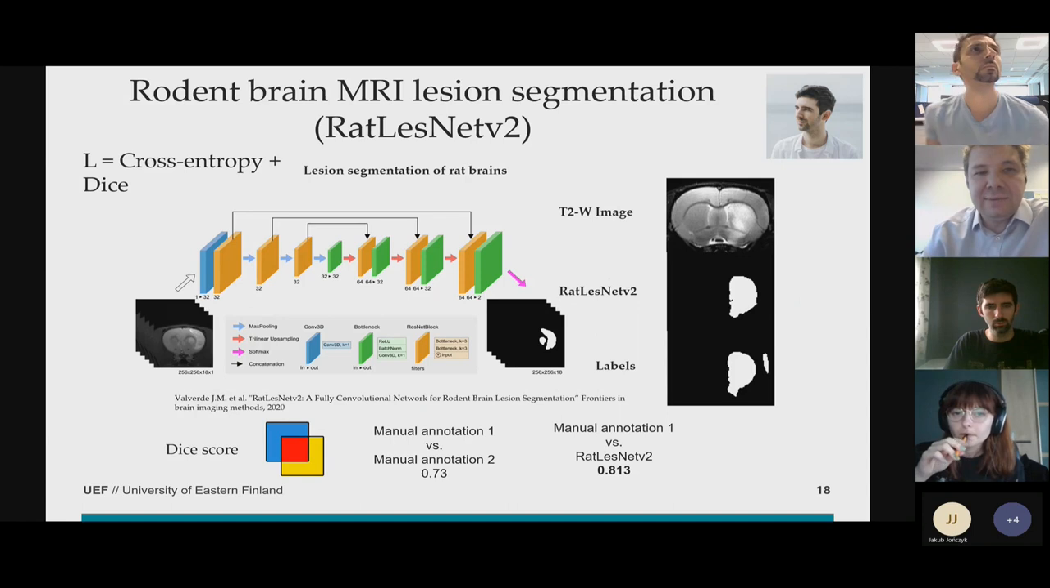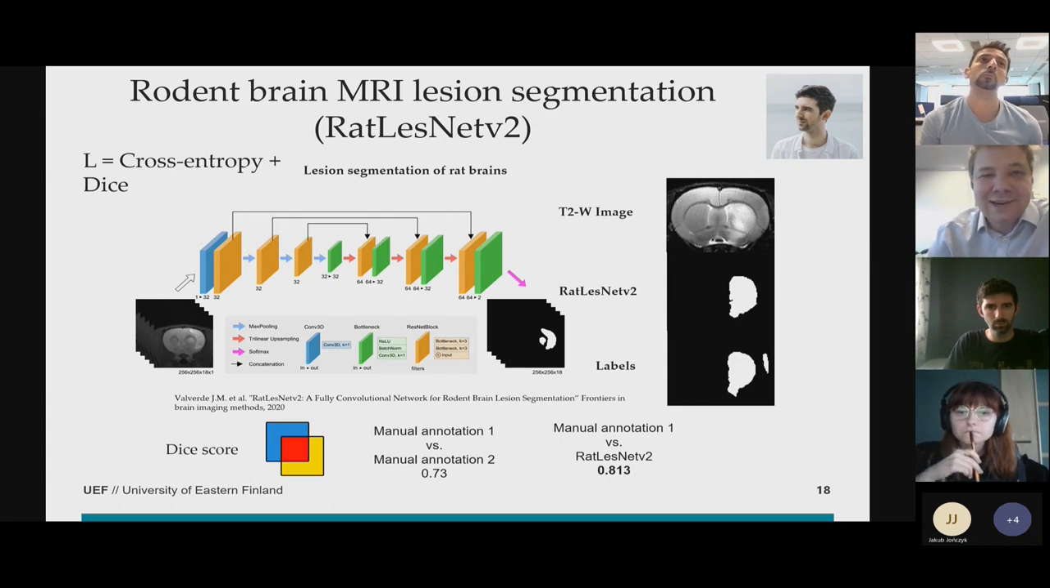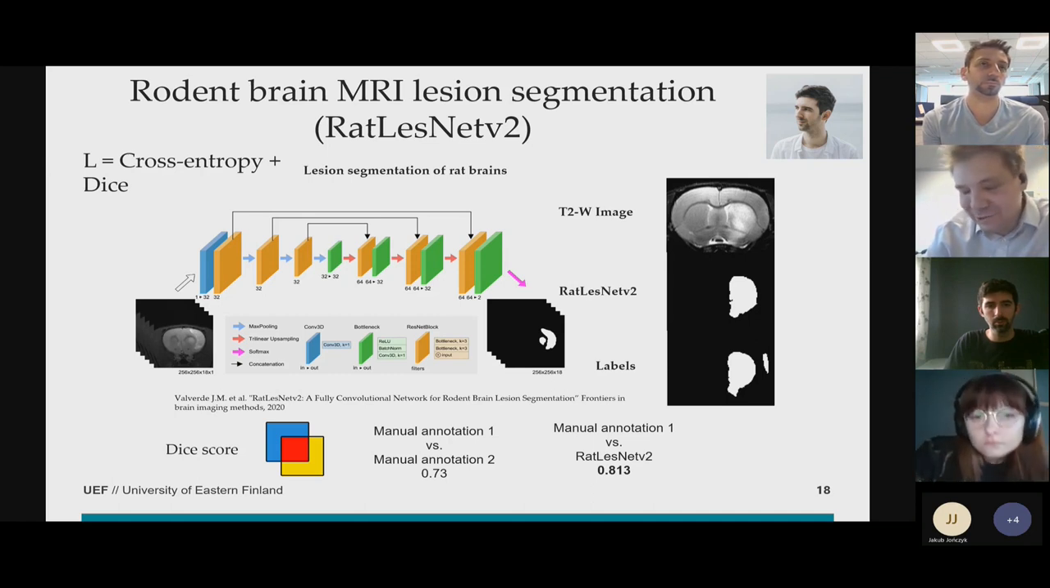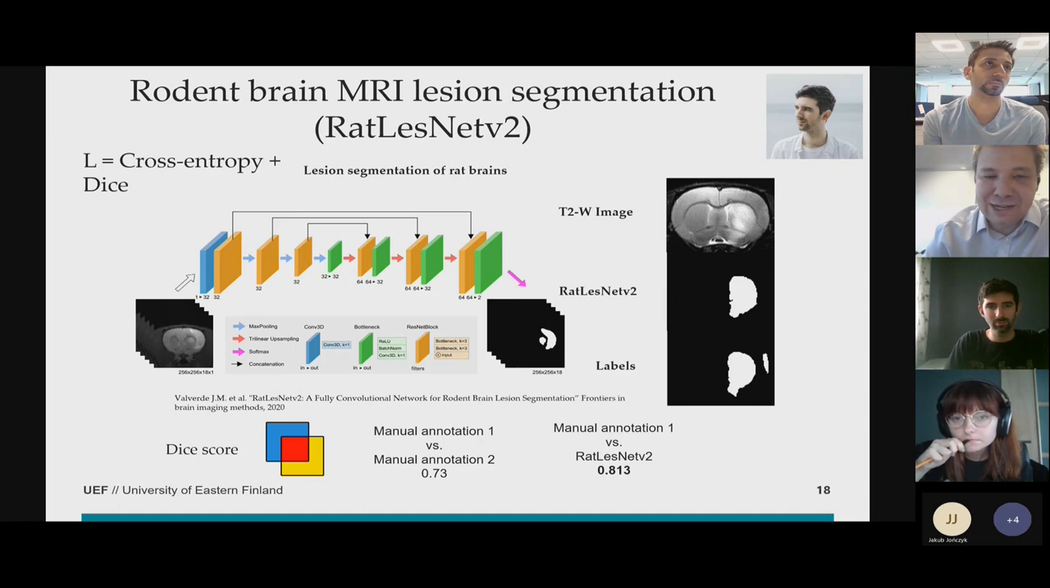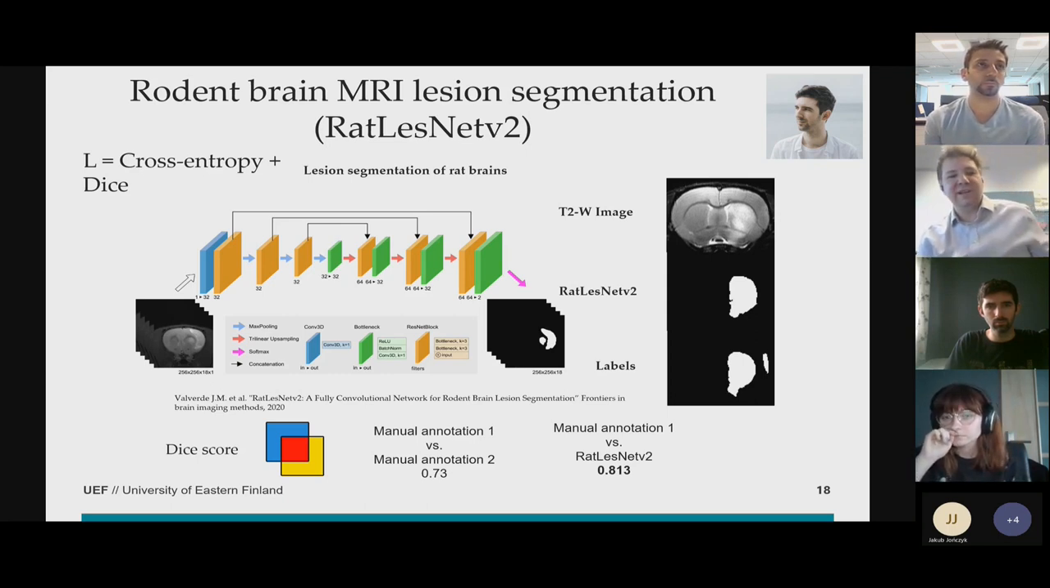Miguel developed a neural network for rodent brain MRI lesion segmentation that is called RatLesNet, and it's version 2 because we had version 1, but then we did version 2. And we can also show here, as everybody likes to show, that we get better agreement on average with the neural networks than inter-rater agreement. The architecture here is also UNET-like, an encoder decoder architecture, and the loss function uses cross entropy plus dice, which I think are equally weighted.